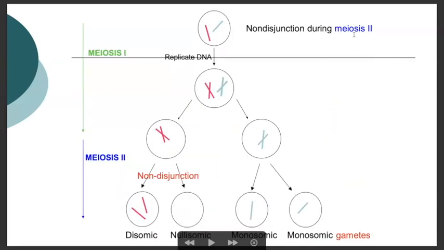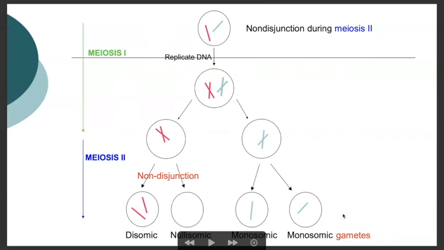Now, for non-disjunction during meiosis 2. Again, during the process of meiosis, normal separation of chromosomes will occur at meiosis 1, but the problem here is that you have a problem in meiosis 2. So you have non-disjunction, meaning failure of separation of chromosomes at meiosis 2. So you have now the formation of a disomic gamete and a nullisomic gamete, while the other cell would form monosomic, or your normal gametes.